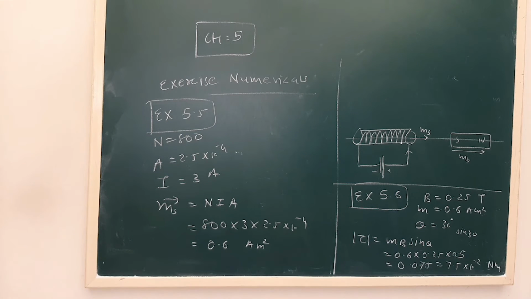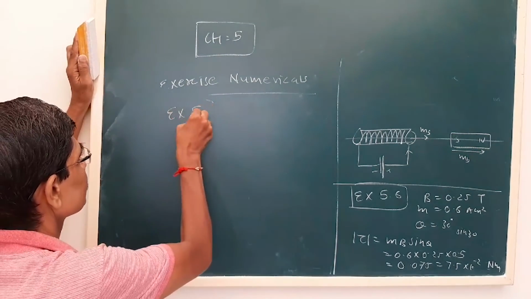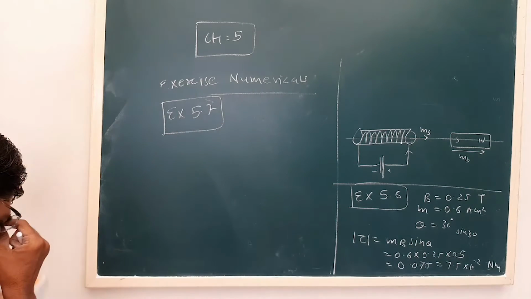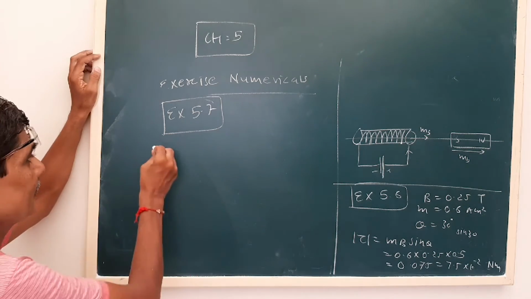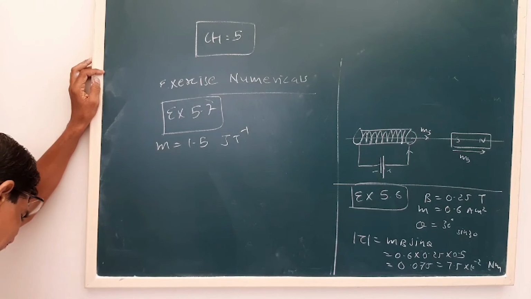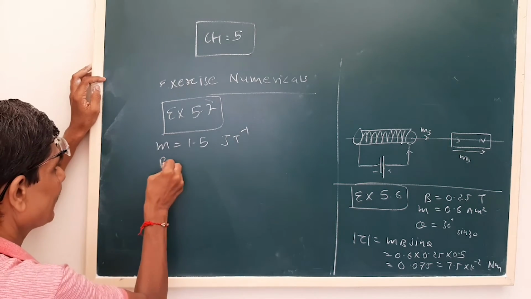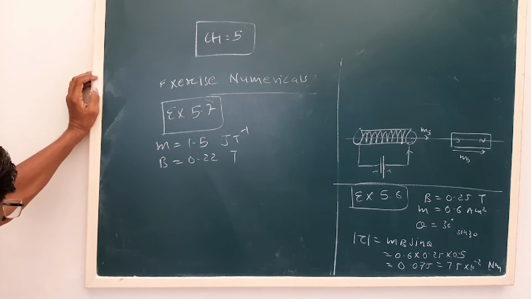Now our next sum is exercise sum number 5.7. A bar magnet has a magnetic moment, aligned with the direction of a uniform magnetic field of 0.22 Tesla. What is the work required by an external torque to align its magnetic moment normal to the field, and opposite to the field?